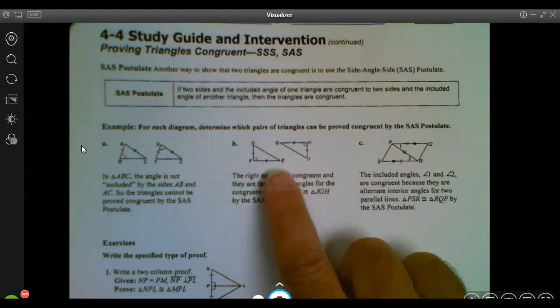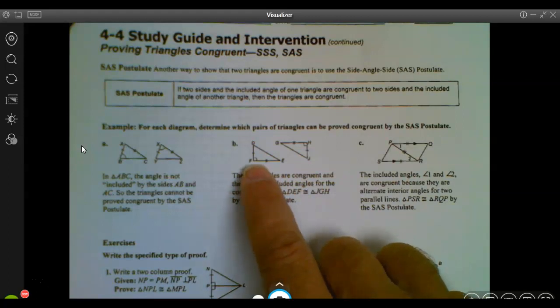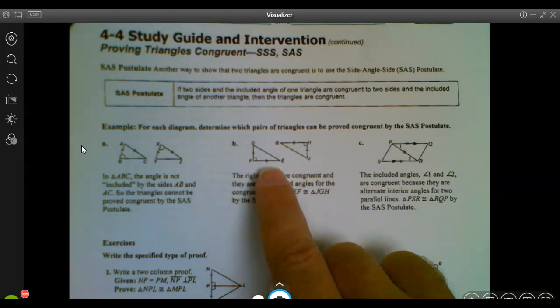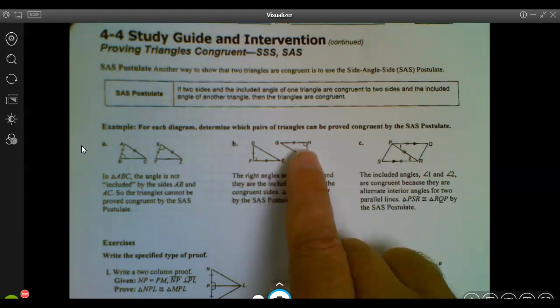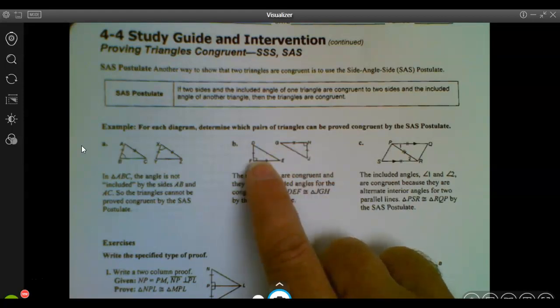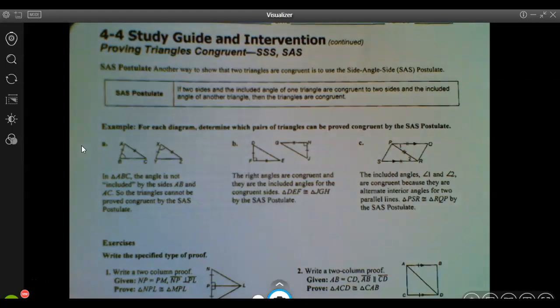Here's the difference. Now I do know the angle between the two sides that we marked on both triangles. So now I do have a side angle side scenario. There is a little more information on this one that we would need to identify. For example, if you look at angle F and angle H, they didn't mark them as congruent. They marked them as right angles.